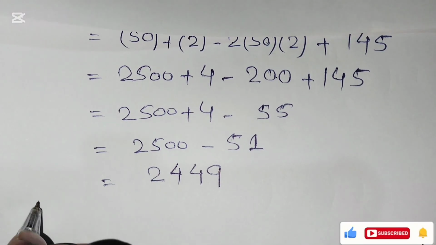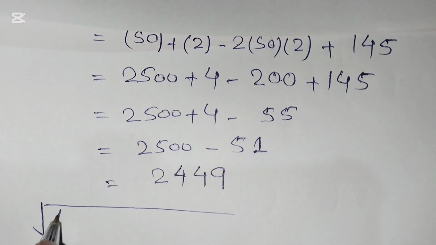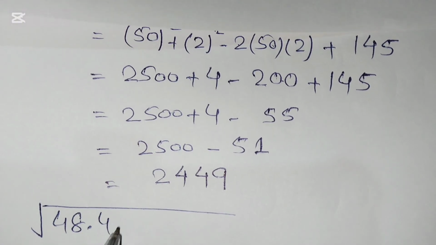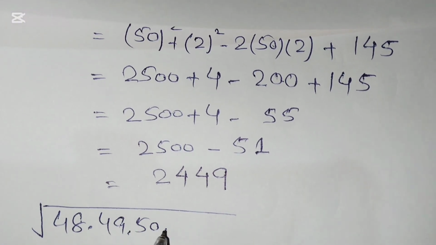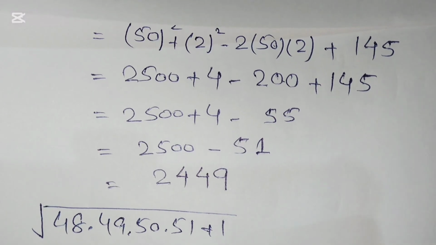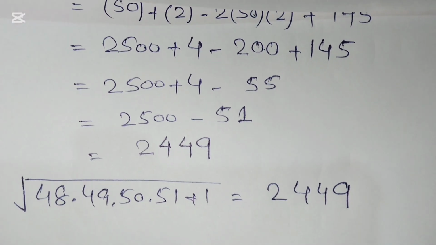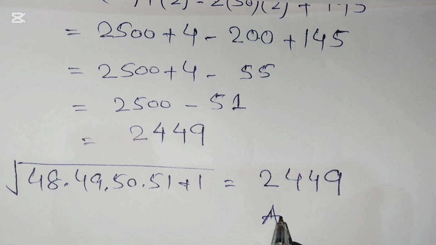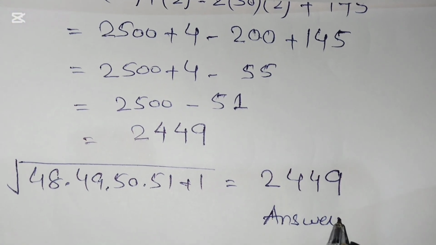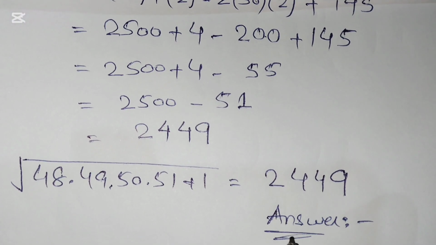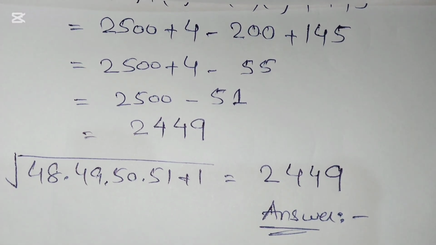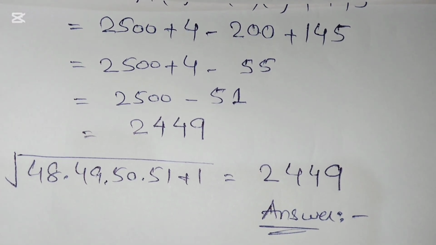So we have square root of 48 times 49 times 50 times 51 plus 1 equals 2449. This is the answer. We did not have to use a calculator to find any value. We have done manual calculation, and I hope you understand this video.